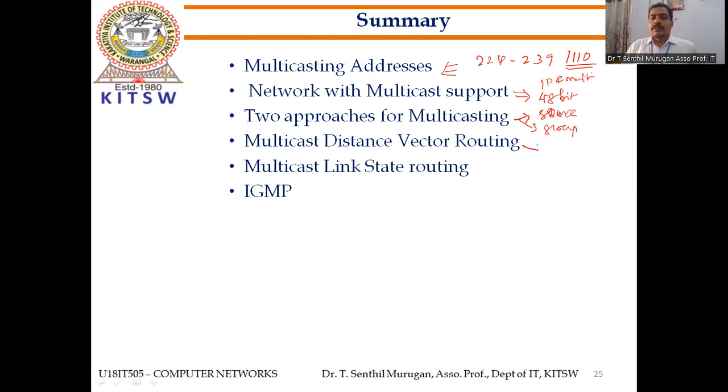The multicast distance vector routing protocol is an extension of the distance vector routing protocol, which uses the Routing Information Protocol, applying multicasting to it. Link state routing we also discussed, OSPF and MOSPF, the Multicast Open Shortest Path First protocol. IGMP we discussed as the inter-domain routing protocol.